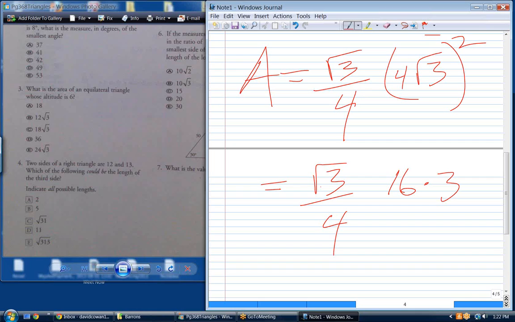I know. I jumped, so I was like, oh. Okay. So yep, I got it. Now we can do that, multiply this by 4, and we end up with 12 root 3, which is the same answer we got before.